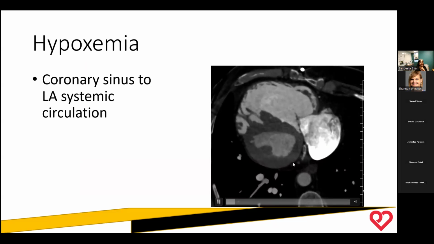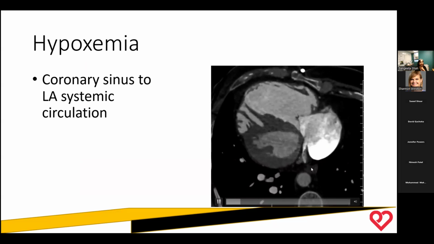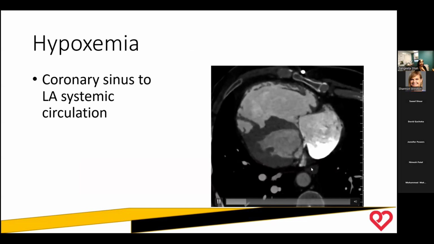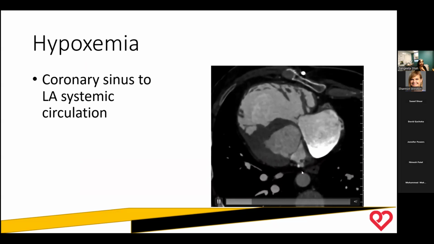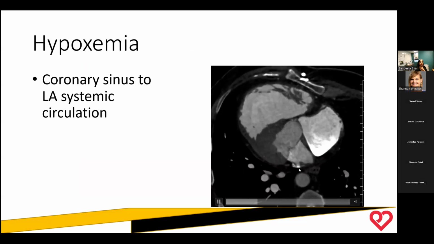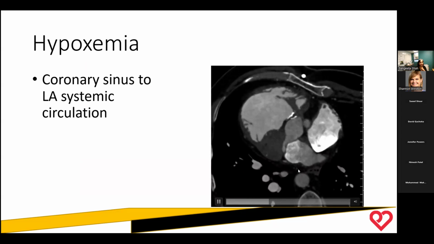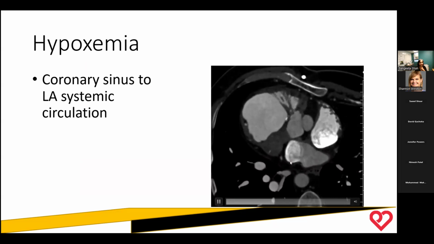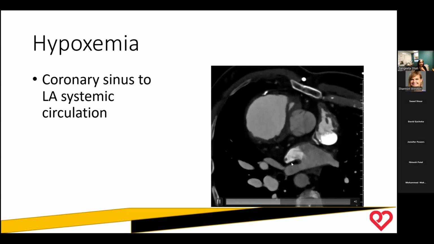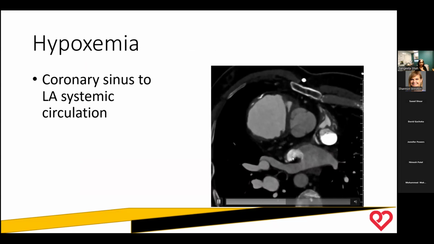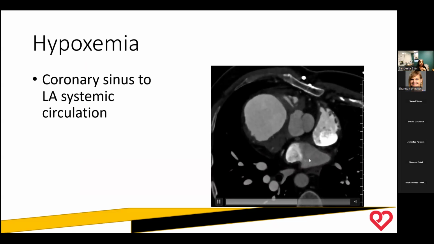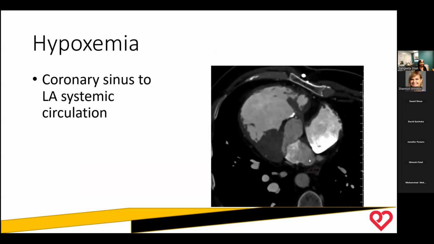This is a CAT scan. Right atrium is right here, right ventricle. Here's your coronary sinus. I want you to follow the coronary sinus, and you can see the coronary sinus connects to the left atrium. You can actually see a blush of contrast here in the left atrium. That is an unroofed coronary sinus, which is a very rare type of ASD that is causing his hypoxemia.